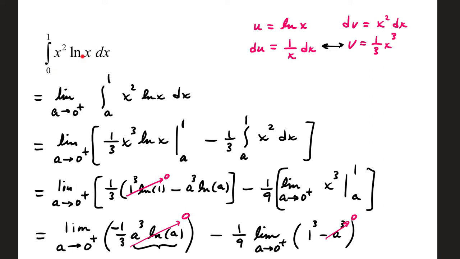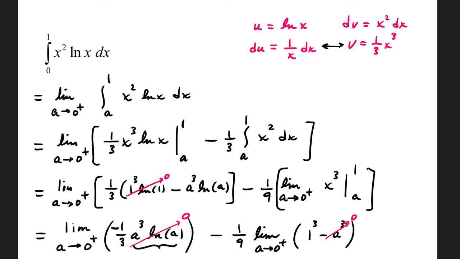Since this function is not defined at 0, because natural log only likes to take on positive values, that's the one I'm replacing with a, but we'll let a approach 0 from the right. Breaking this integral down using integration by parts, we have uv, 1/3 x cubed ln x. We're going to evaluate it at 1 and a, minus the integral of v du, so minus 1/3 x cubed times 1 over x is x squared dx.